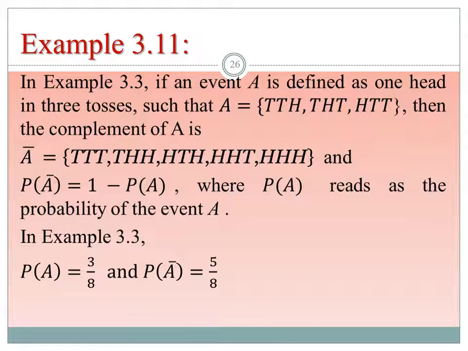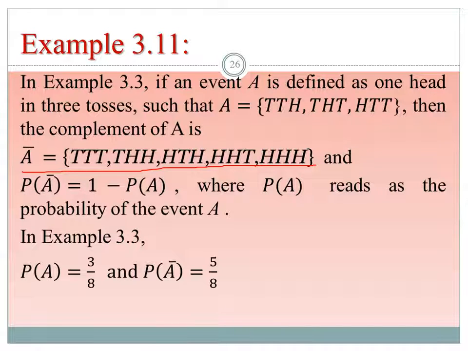Alright, so this is a mathematical explanation. The same example as in example 3.3: we consider tossing a coin 3 times. If an event A is defined as one head in 3 tosses, such that A is equal to {HTT, THT, TTH}, then the complement of A is the event space A complement, which should be equal to this one.